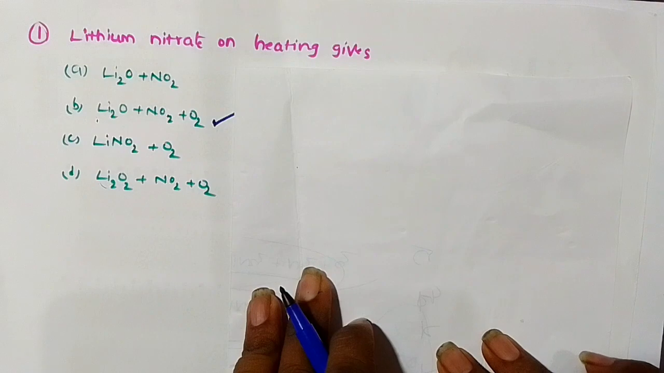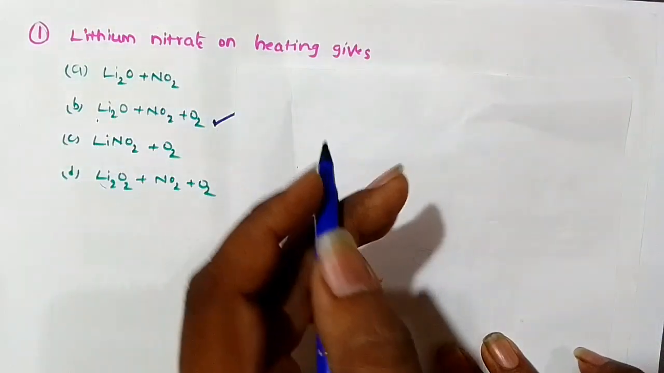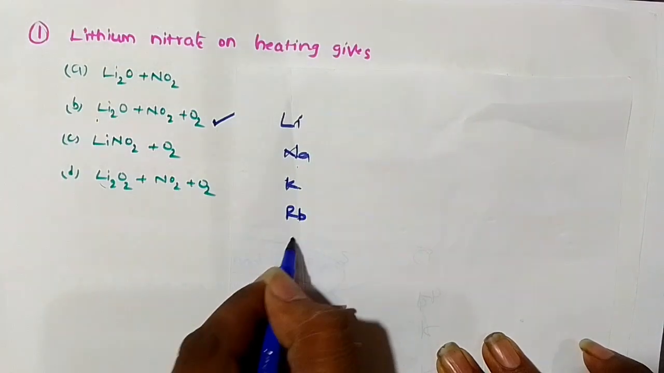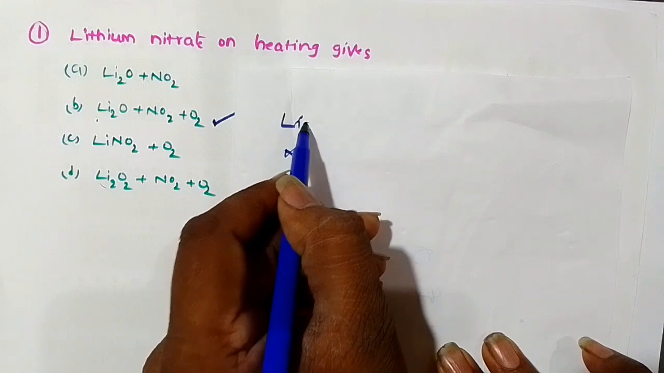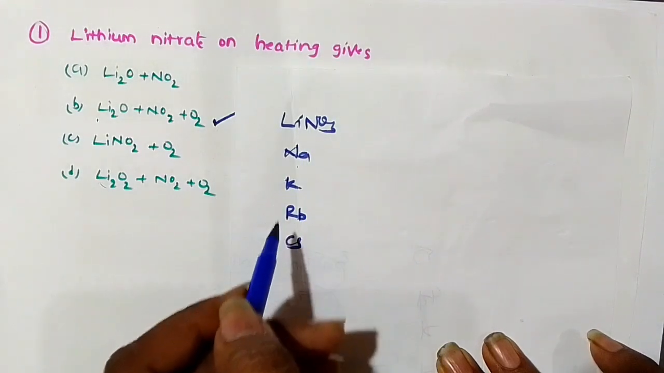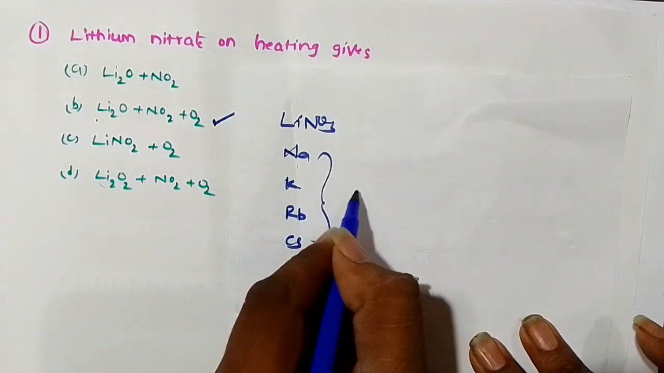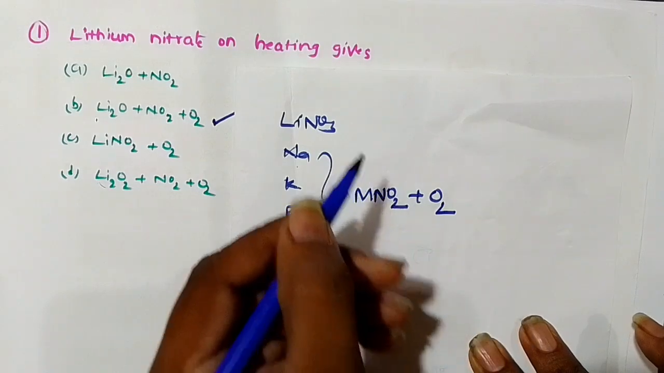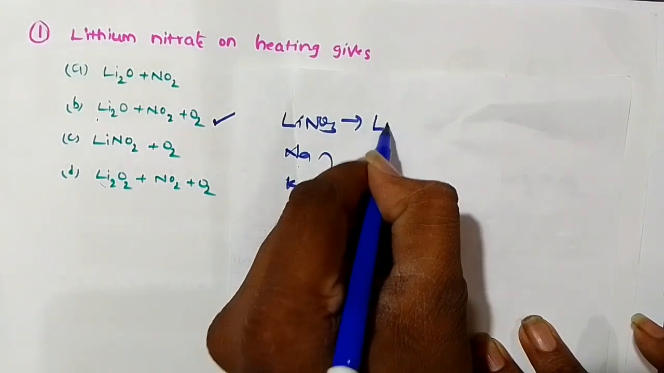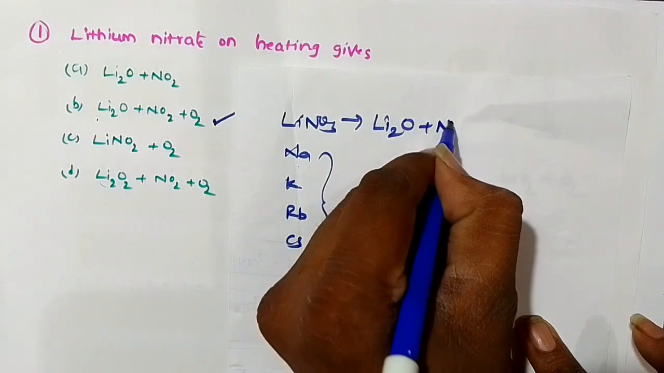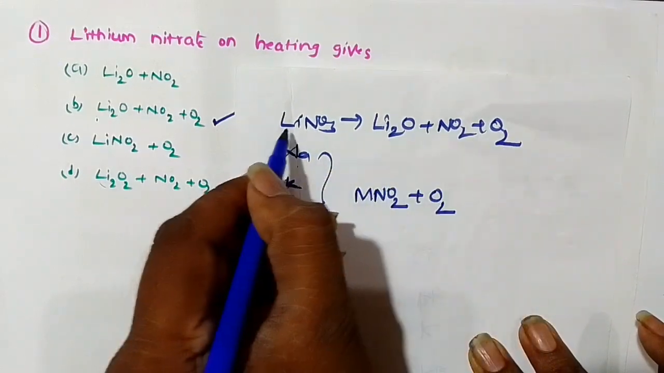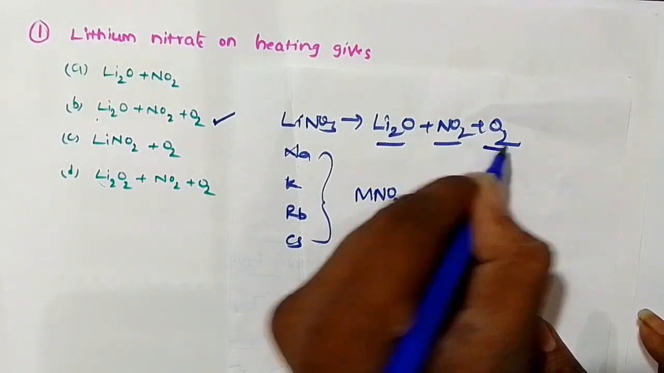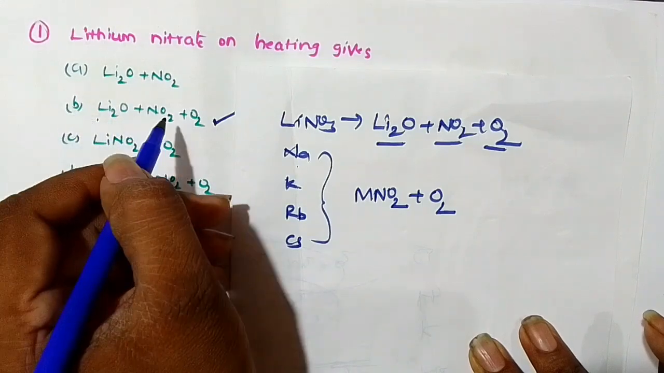First question: lithium nitrate on heating gives? How do you know that? Lithium, sodium, potassium, rubidium, cesium. Except lithium nitrate, sodium, potassium, rubidium, cesium nitrate decompose into metal nitrite and oxygen gas, but lithium nitrate decomposes into lithium oxide, nitrogen dioxide and oxygen gas. So the correct option is B.